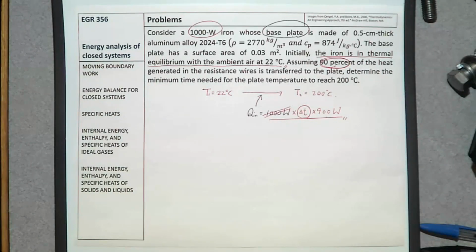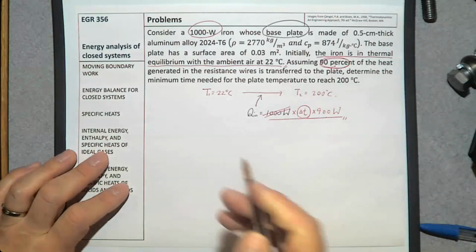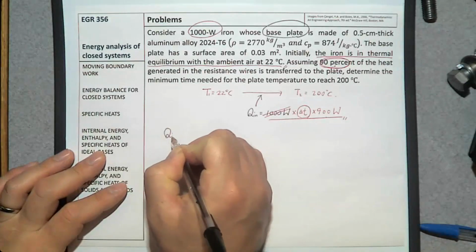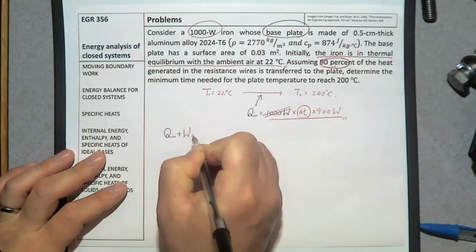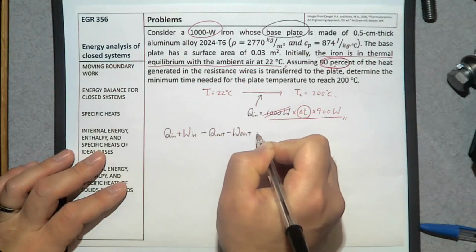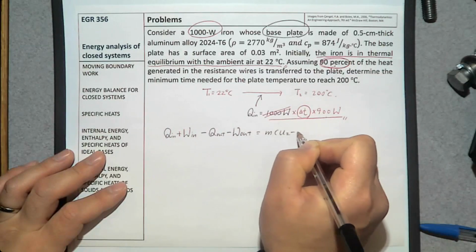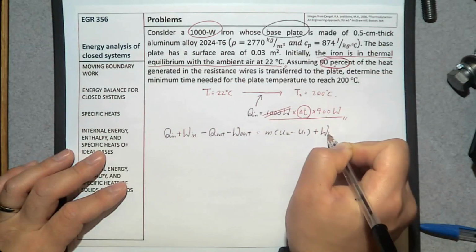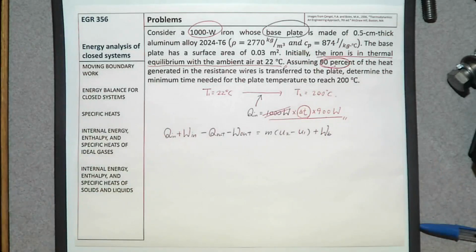So that's it. So we have a heat transfer. There is a temperature increase from 22 degrees Celsius to 200 degrees Celsius. Now we have a thermodynamics problem. So what do we need to do? We need to write the only equation that we know, the energy balance equation. So the energy balance equation is Q in plus W in minus Q out minus W out is mass times U2 minus U1 plus moving boundary work. So let's evaluate each term one by one.